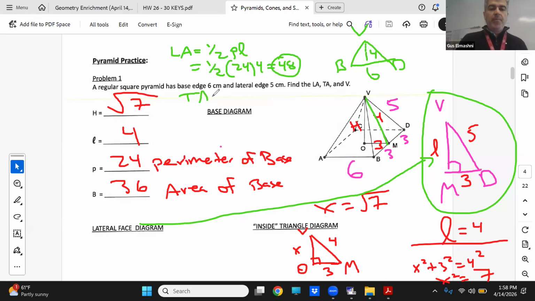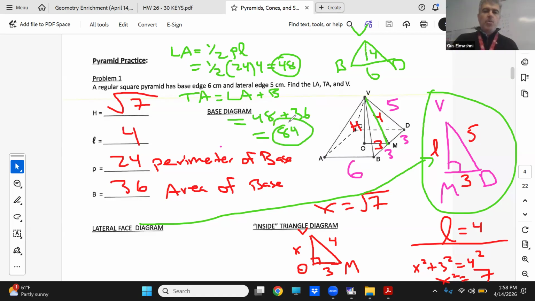The total area is the lateral area plus the base. I only have one base, right? My lateral area is 48. What's the area of my base again? 36, so you get 84. Once you get the lateral area, it's kind of smooth sailing. I got my perimeter, let's work it all out. But you really need to figure out these dimensions we put off to the side here, because it makes the rest of the problem very smooth.